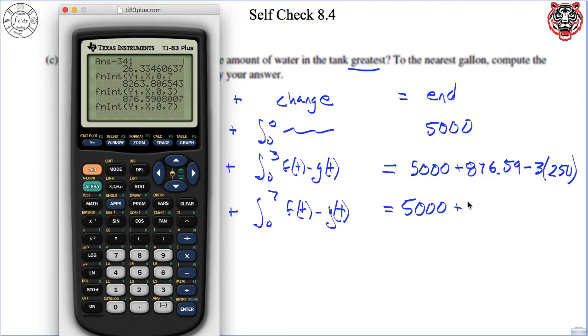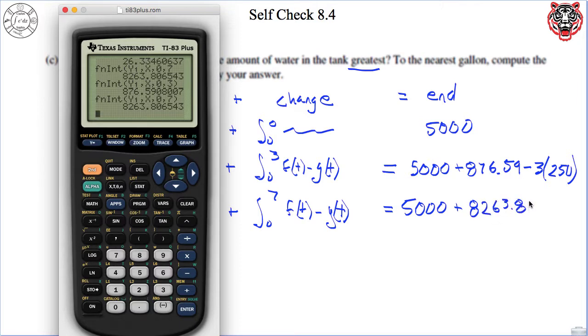Come on, calculator, you got this. Oh my god, that's so much. 8,263.81. It's to the nearest gallon, so it doesn't really need to be rounded that much. Minus 7 times 250. If I simplify all of these, I'll get about 5,127. And if I round this one, it's going to be 4,514.